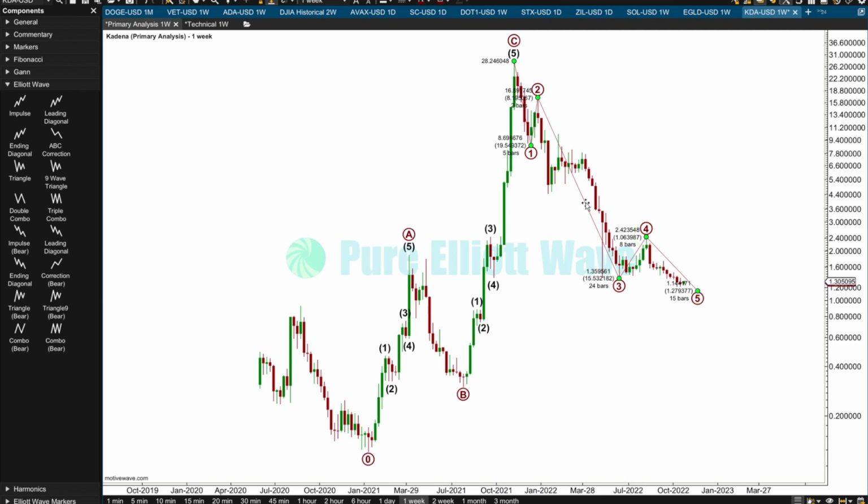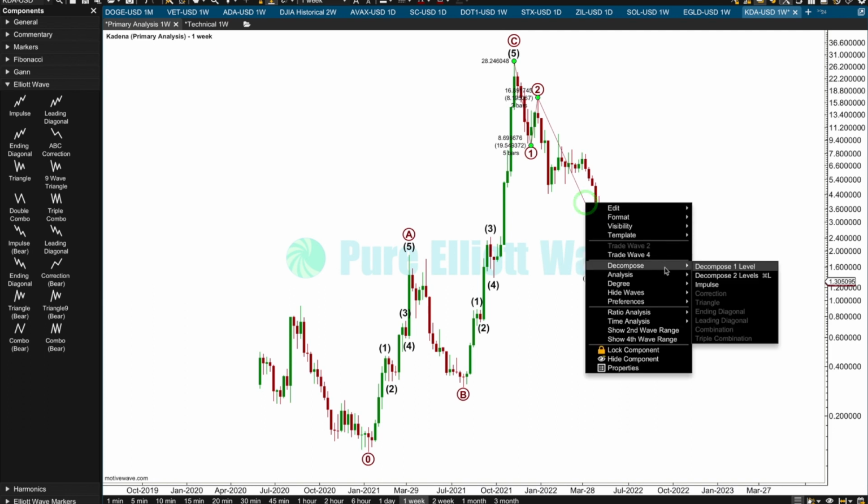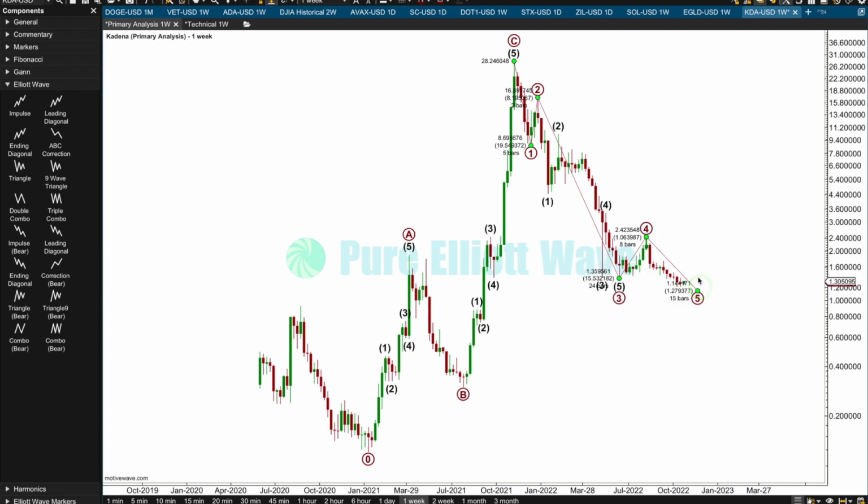Yep, and this looks like an impulse. Yeah, that looks okay. 3rd wave has a curved look to it. Well, that looks like a triangle actually. Well, you can't have a triangle in a 2nd wave position. It could be wave Y of a combination. I'll have a look at that at a lower time frame.